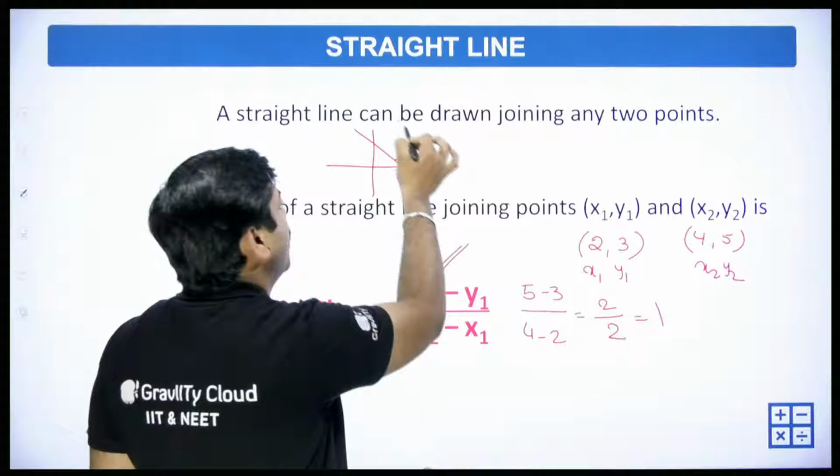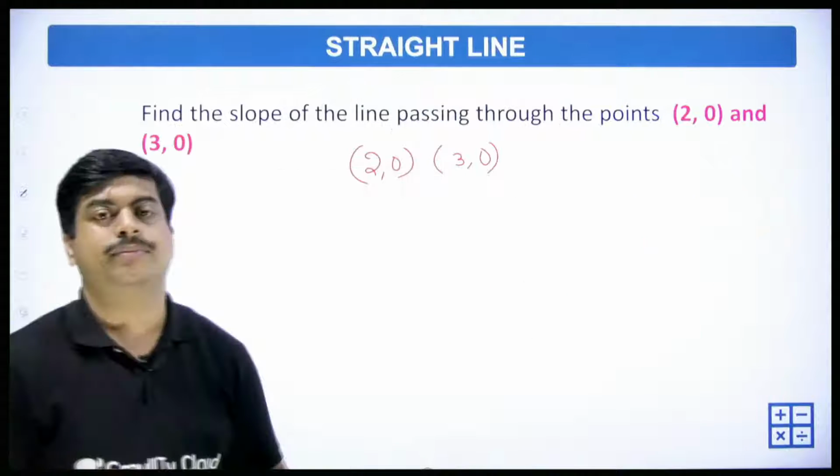Moving ahead, find the slope of the line joining (2, 0) and (3, 0). This is very important again. (2, 0) and (3, 0). You need to understand something here. I'll tell you what that is. First of all, let's try to understand the slope of this line. So x1, y1 and x2, y2.